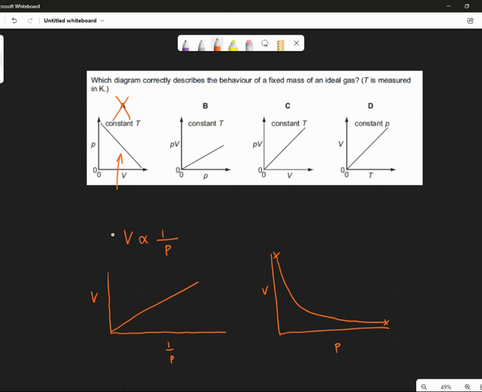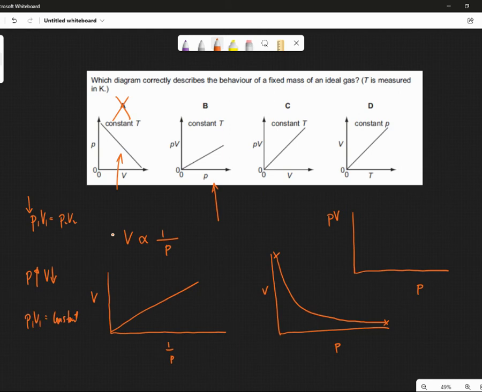Okay. B says PV against P, at constant temperature. If you remember, P1 V1 is equal to P2 V2. So if the pressure goes up, the volume goes down, so that P1 V1 is a constant. So if I increase the pressure, it doesn't matter.